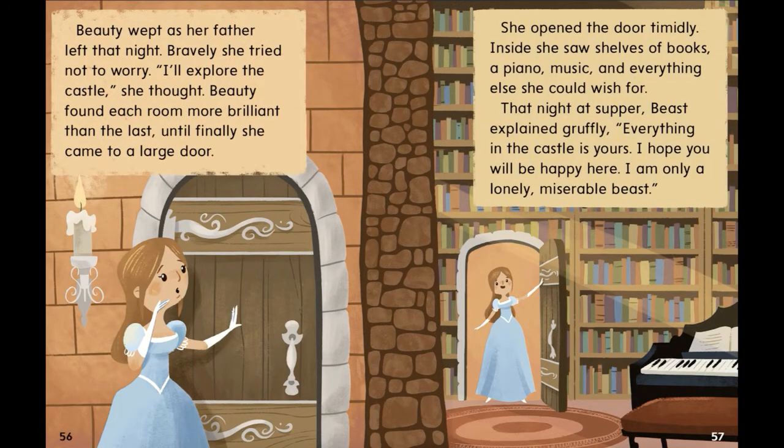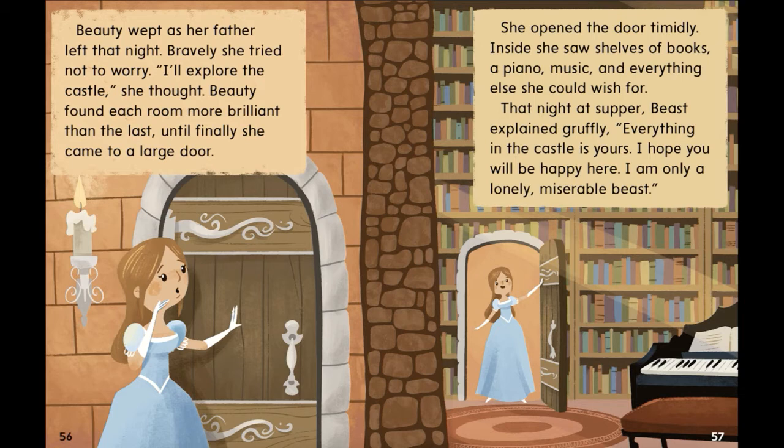Beauty wept as her father left that night. Bravely, she tried not to worry. "I'll explore the castle," she thought. Beauty found each room more brilliant than the last, until finally she came to a large door. She opened the door timidly. Inside, she saw shelves of books, a piano, music, and everything else she could wish for. That night at supper, Beast explained gruffly, "Everything in this castle is yours. I hope you will be happy here. I am only a lonely, miserable beast."